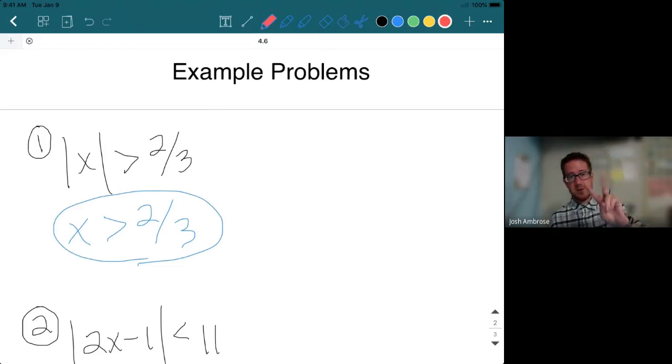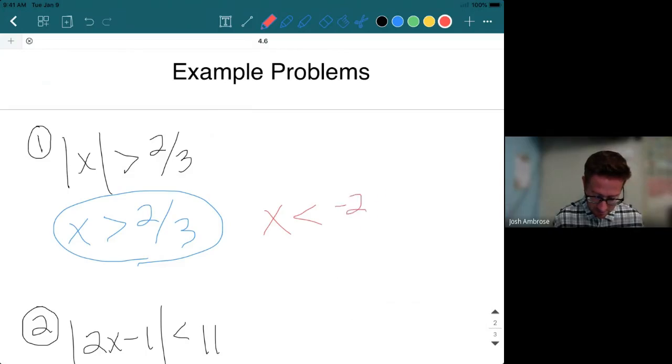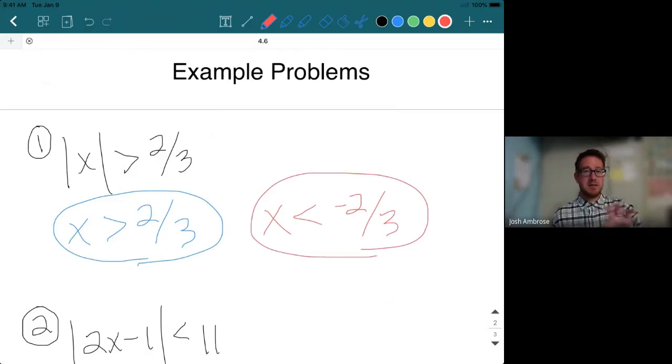But there's always two answers. So here comes the second style, x. Now notice how the original inequality said greater. We flip it, so now it says less than. And notice how the original problem had a positive 2/3. Now we are going to say a negative 2/3. So that's what I'm talking about when I say flip the inequality and change the sign on the constant value.